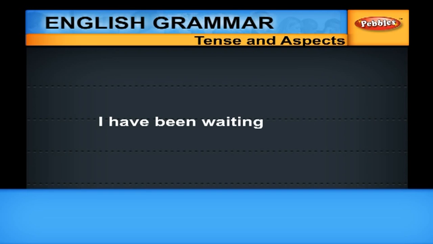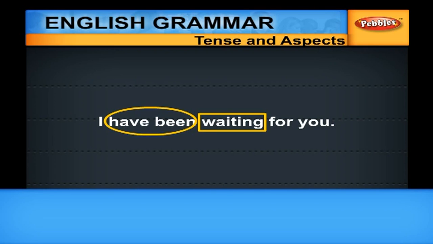I have been waiting for you. Here you have "have," "been," "waiting" as verbs. Waiting is the main verb. Have and been are auxiliary verbs or helping verbs.